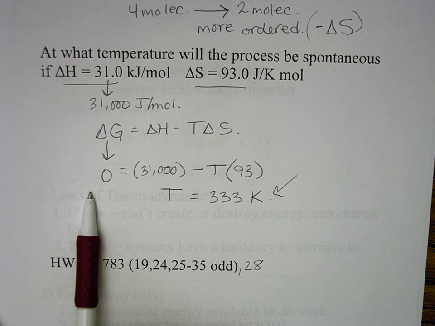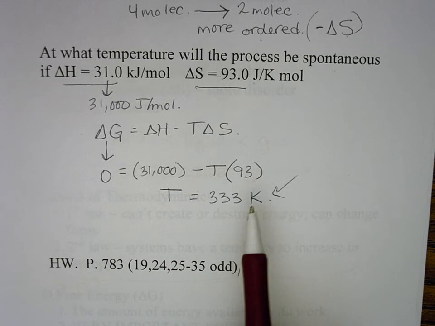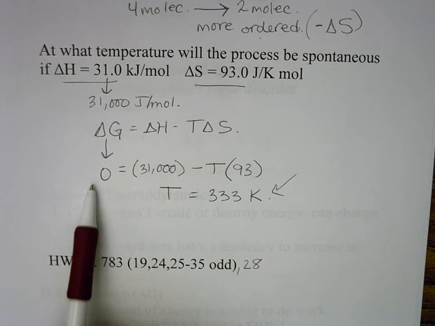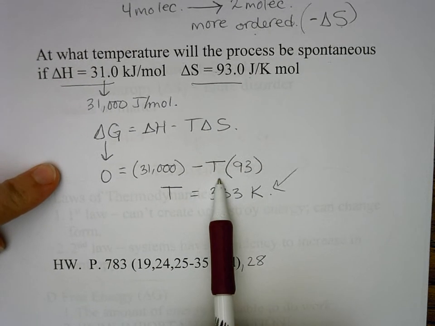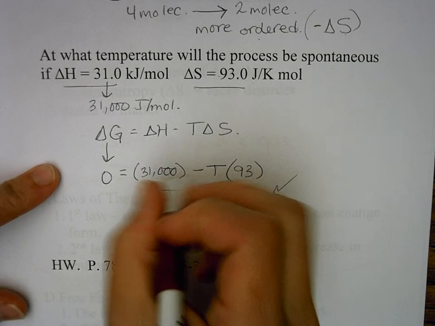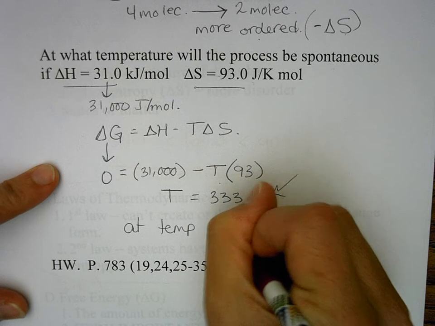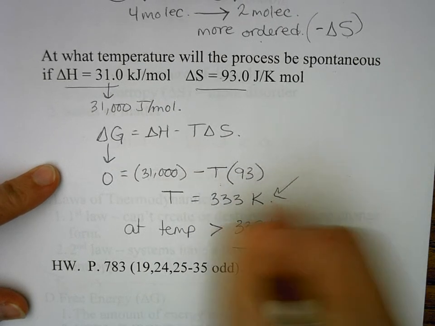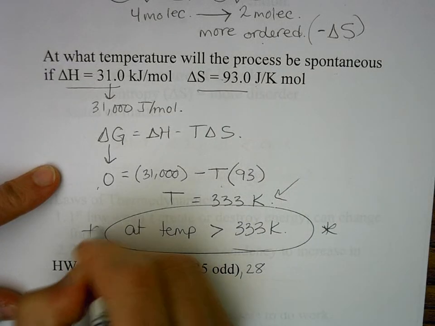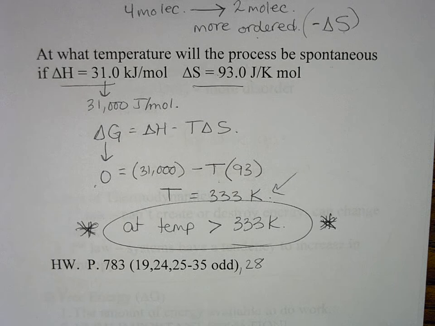So the real answer is, is it greater temperatures than 333 or smaller temperatures than 333 to give you a negative answer here? Does T need to be bigger than 333 or less than? Greater than. Yes, greater than. So your answer is actually that at temperatures greater than 333 Kelvin, this will become negative and the reaction will be spontaneous. So you need that greater than or less than part of it.